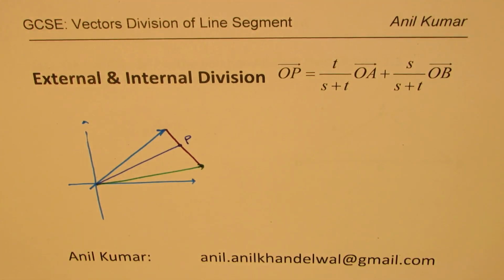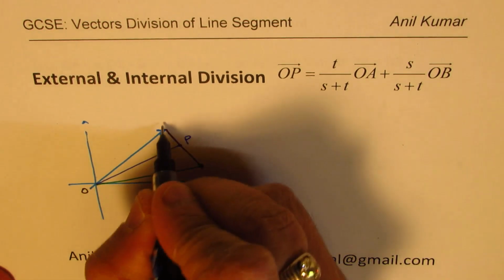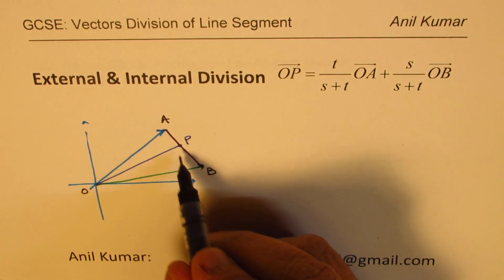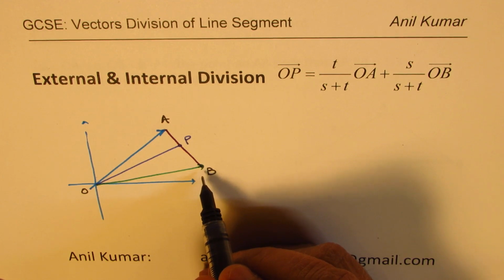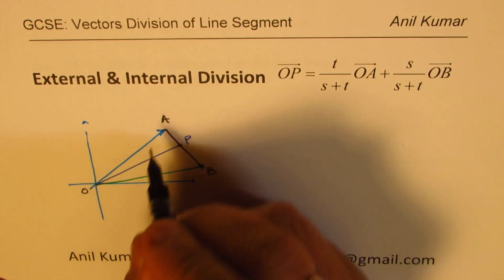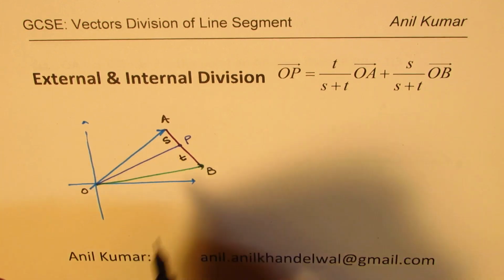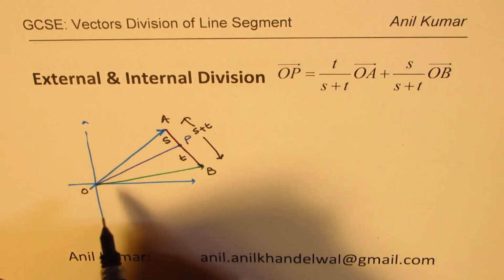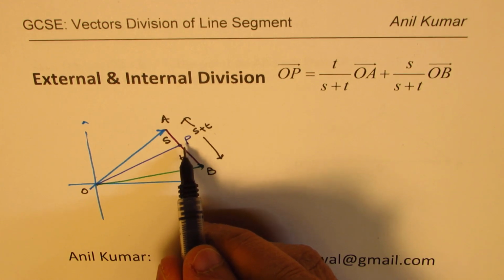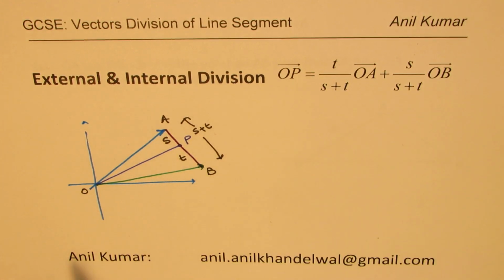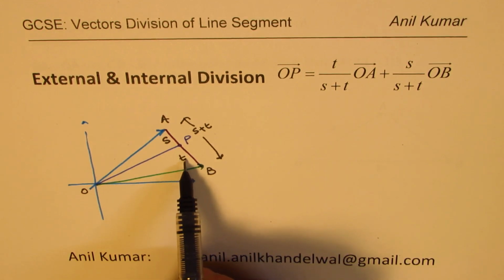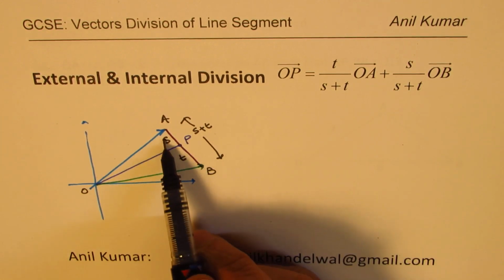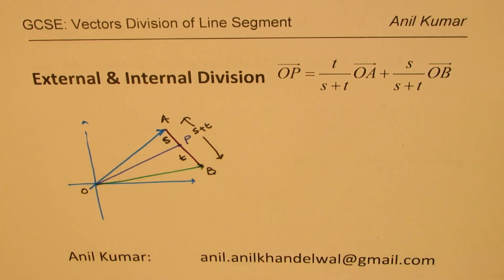So basically what I've shown you here is position vector OA, position vector OB, and a point which cuts this line segment AB in a particular ratio, which I have shown here as S and T. That means this part is S and this part is T. So the total distance from A to B is S plus T. Then the formula to get the coordinates of point P, or the vector OP, is as shown here: OP is T divided by S plus T times the vector OA, plus S over S plus T times vector OB. So that's the formula.